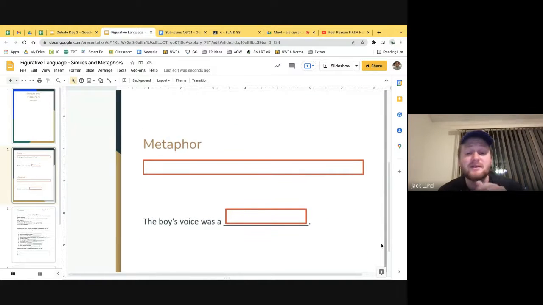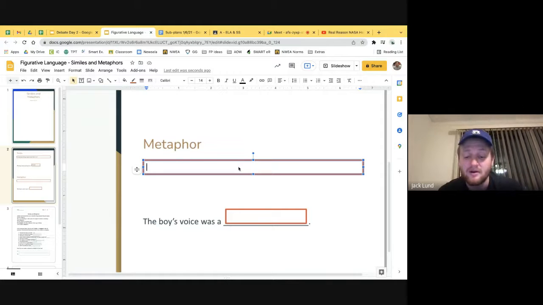Move down here to the second one. Metaphor is very similar. It's the exact same thing. We are comparing two things. We're saying these things are like each other without the words like or as. So metaphor is the same thing, except we don't use those two words. We're saying these two things are like each other. The boy, a dinosaur. In that sentence, you will not see the words like or as.